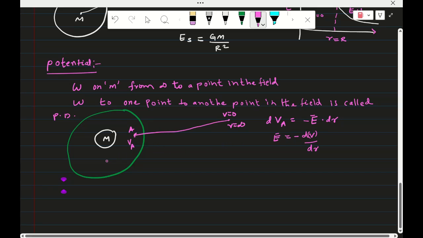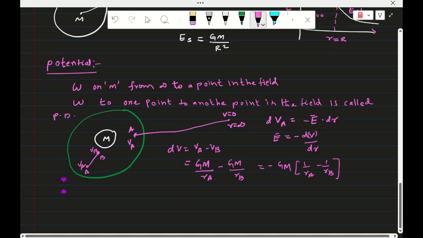So now, already one point is here, the A. To B I want to move. So here VA and VB. This work done is called the potential difference. So dV is equal to VA minus VB. Actually potential is Gm by RA minus Gm by RB. So that is equal to Gm of 1 by RA minus 1 by RB.